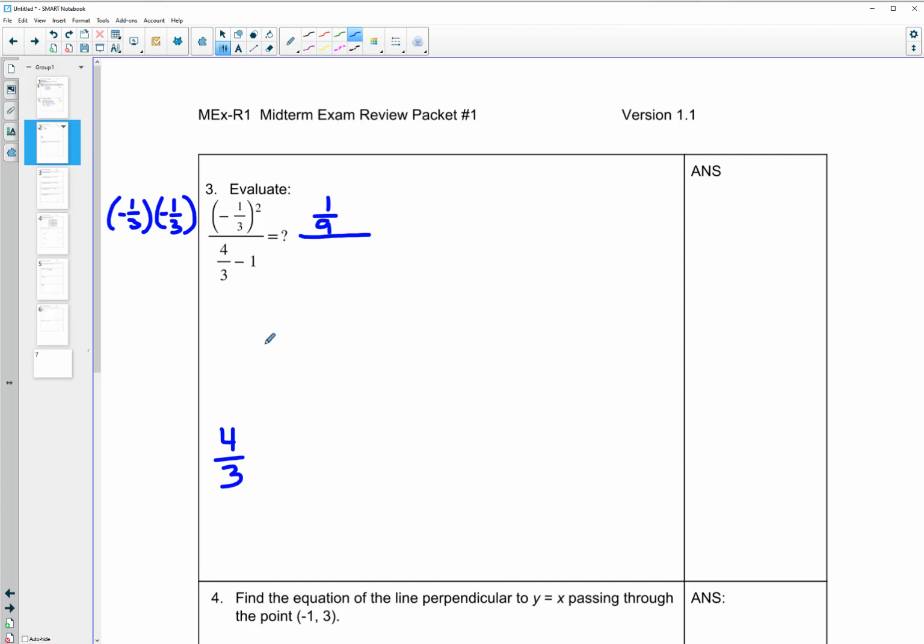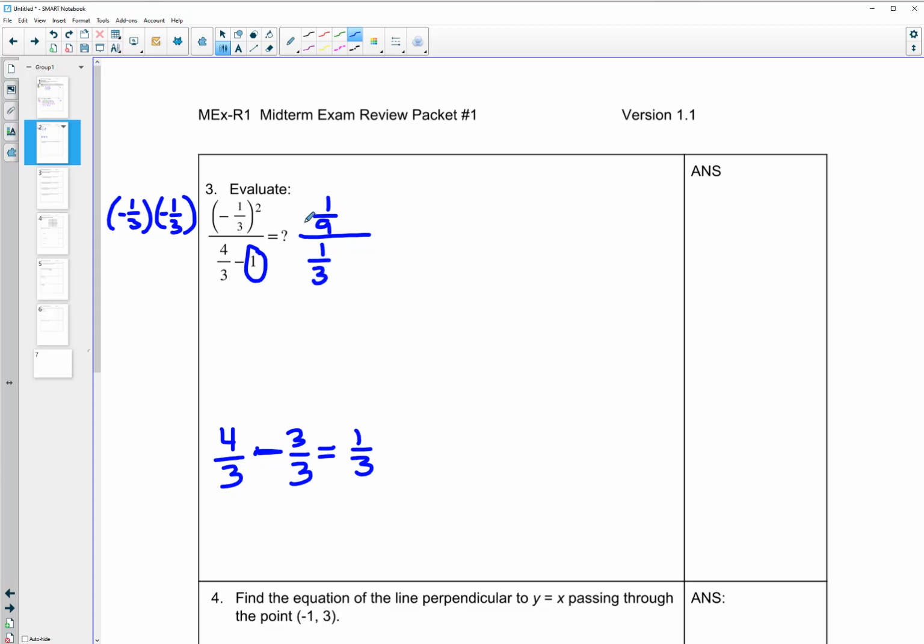And we need a common denominator. Well, what's another form of 1, right? That has a common denominator of 3. It's 3/3, right? 3/3 is equivalent to 1. I've changed nothing but the form. The value is the same. So 4/3 minus 3/3 is 1/3. And we go back to the problem and we put it here.